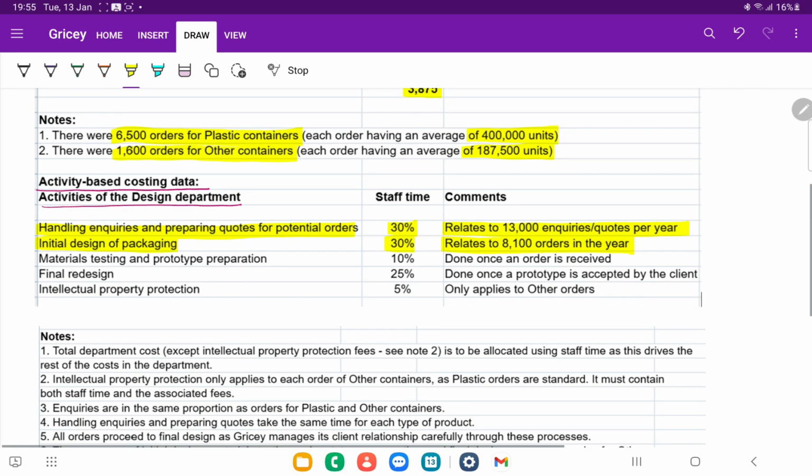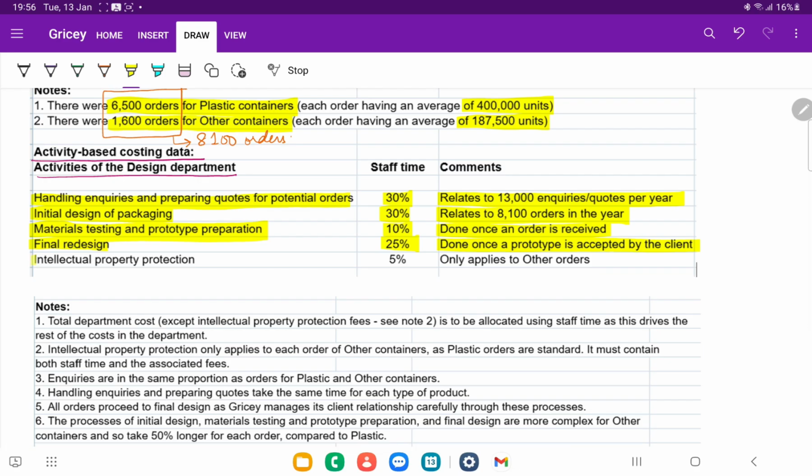So where are the details of the number of orders given? The details are here, 6100 plus 1600. So it is actually equal to 8100 orders, right? Then it says material testing and prototype preparation, that is just 10%, done once an order is received. Final design is done once a prototype is accepted by the client, that is 25%. And intellectual property protection, that is only applicable to other orders, 5%.